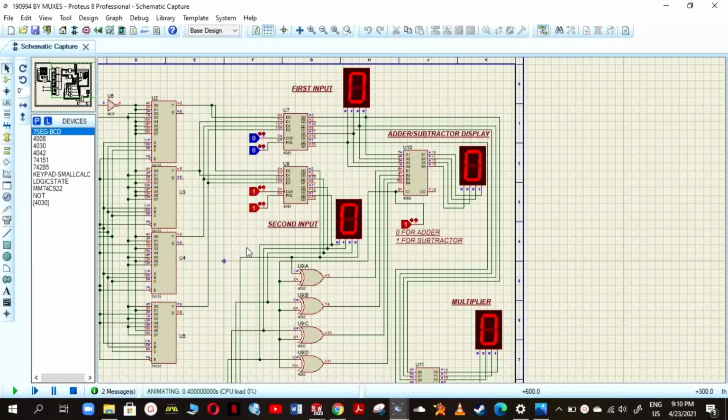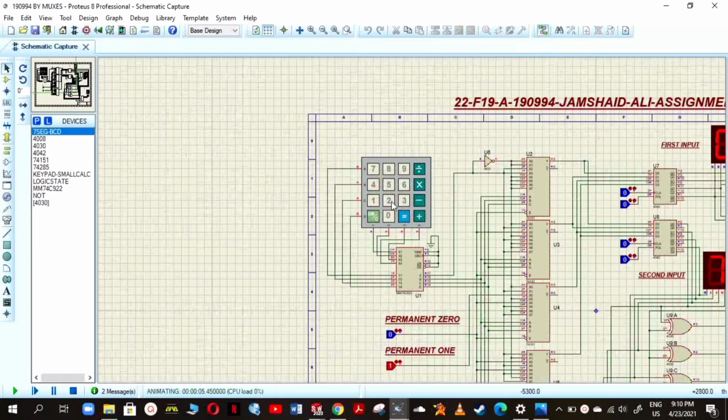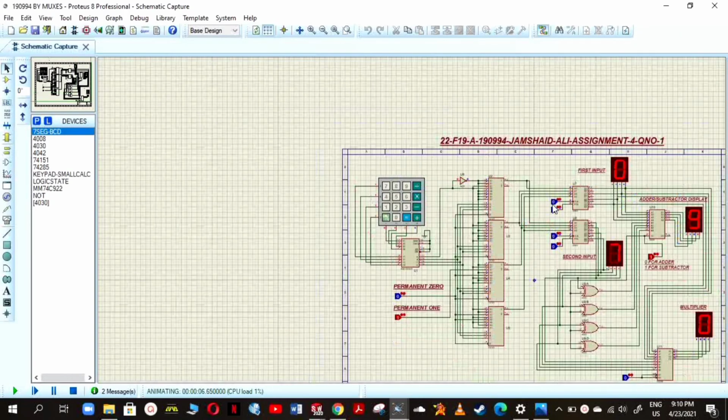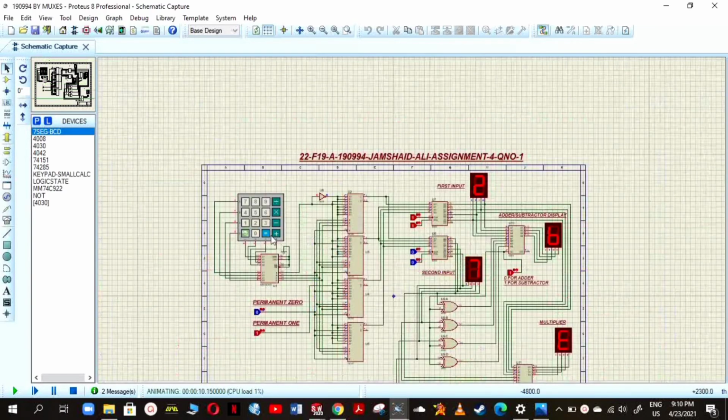Now I'm going to run our circuit. So now you can see if I apply 2 on input, and then give a cycle to the first D latch, then 2 is stored on the first input. And if I apply 2 again to the second input, and then give a cycle to the second D latch, then 2 will display on the second input.